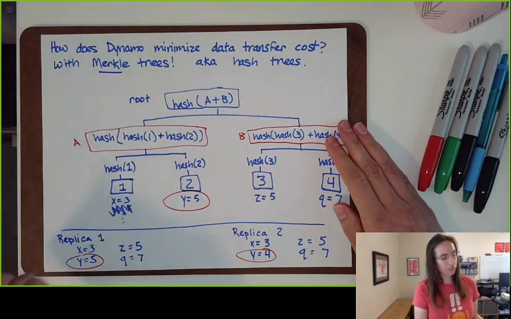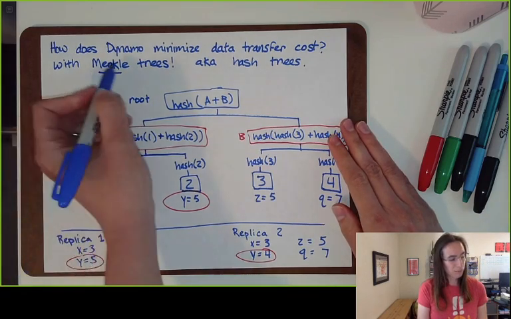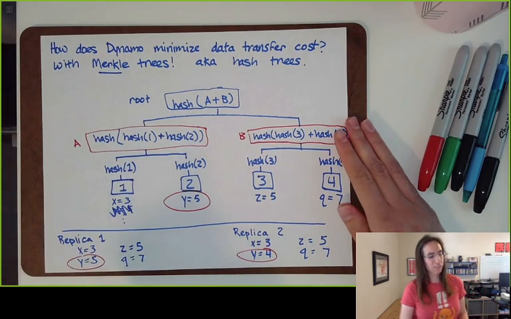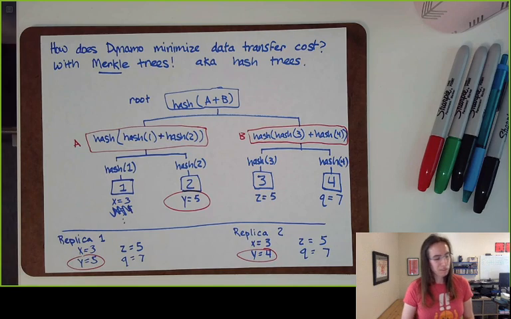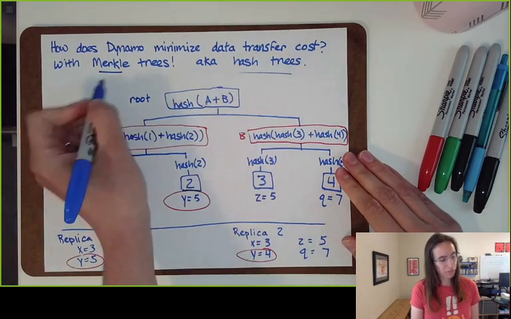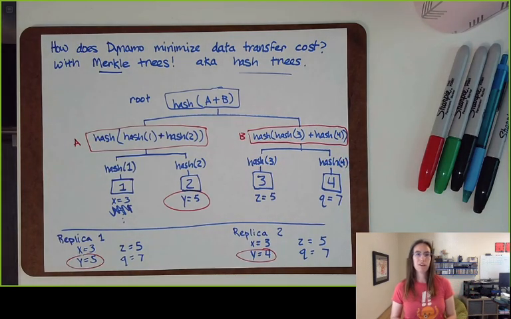They're called Merkle trees because they were invented by somebody with the last name of Merkle. So it's kind of a silly name. I believe that individual actually has a patent on them. But hash trees is a slightly less silly name, but somehow the name Merkle trees seems to have caught on. So that's what everybody calls them.